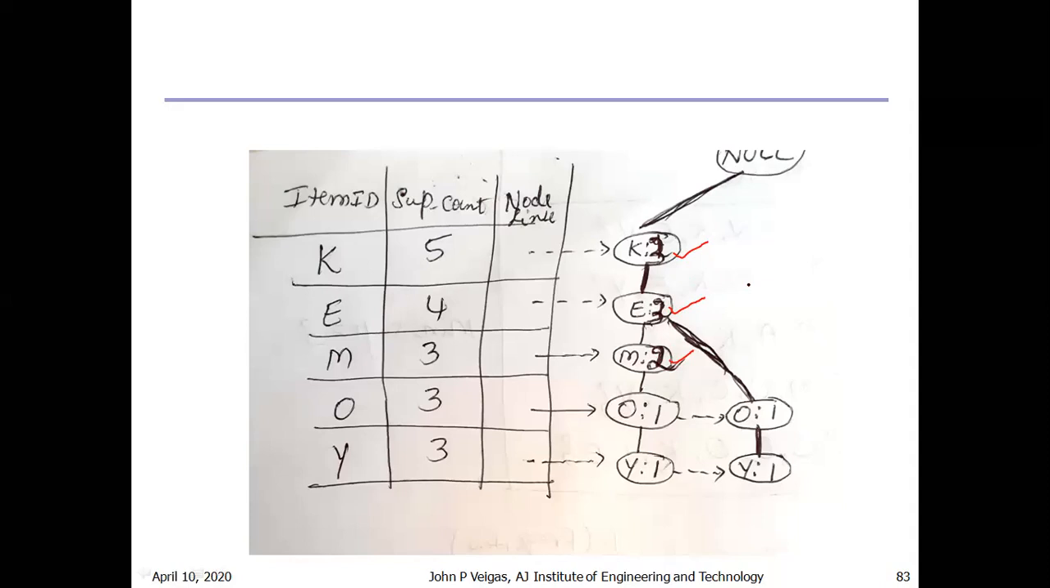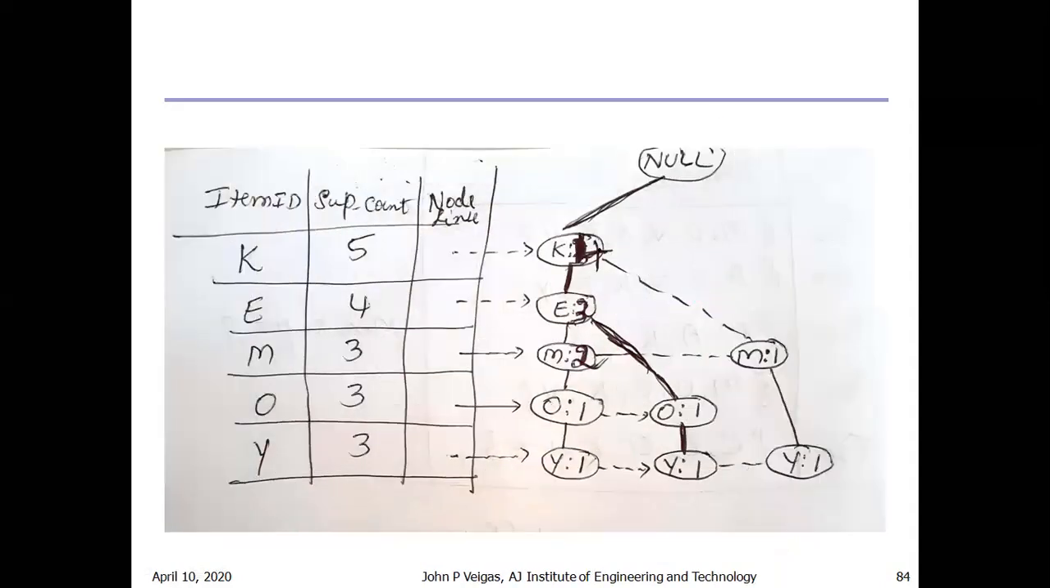Yes, sir. Okay. Next ordered item set is K, M, Y. So now A will be increased from 3 to 4. Next K, then M. That's why we cannot directly connect this to M, right? That's why we create a node and link this to it.